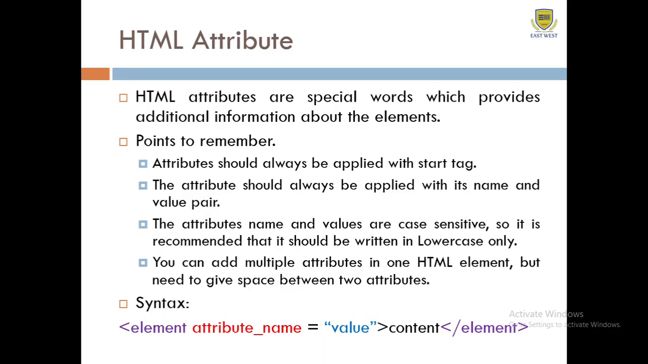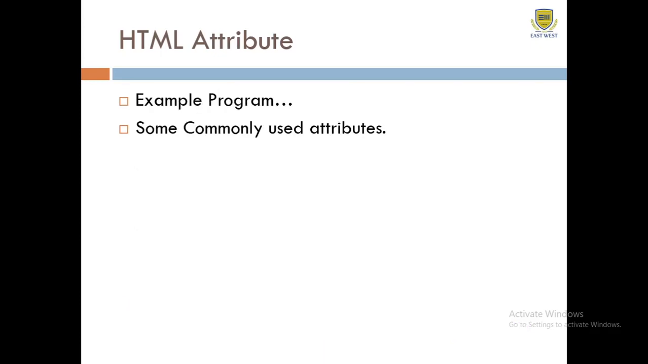We already saw how we can use attributes in the code. Here we have the syntax. This is an element, that is a tag, and this is the attribute name. Its value is written in double quotes. We can also write this value in single quotes. When to use double quotes or single quotes, we will see in the upcoming sessions. After the start tag with the attribute and value pair, we write the content here, and lastly the end of the tag. This is the syntax of how we use the attribute, as we saw in the previous example.